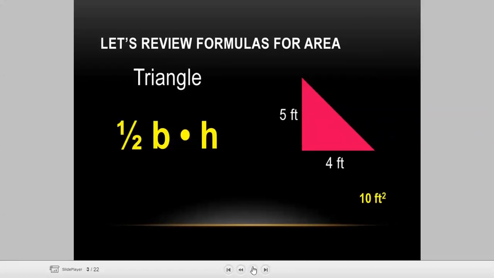The formula for the area of a triangle is half BH, where B is the base and H is the height. So if I have a triangle with a base of 4 feet and 5 feet for the height, just multiply half times 4 times 5. Half of 4 is 2, times 5 is 10, so it's 10 feet squared.